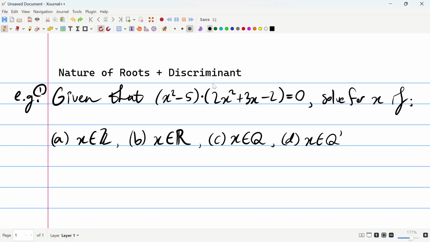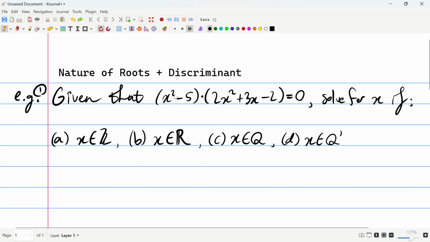So for this first example, notice that we are given some quadratic, well, I wouldn't really call it a quadratic equation because clearly if you multiply it out, you're going to get a polynomial of a fourth degree at its highest. But what do you notice?